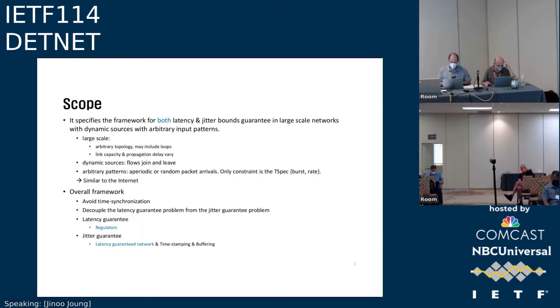The latency guarantee is implemented mainly by the regulating functions, regulators. The jitter guarantee is based on three parts. The first one is the latency guaranteed network, and time stamping and buffering.